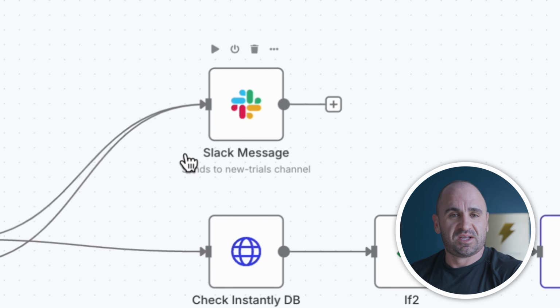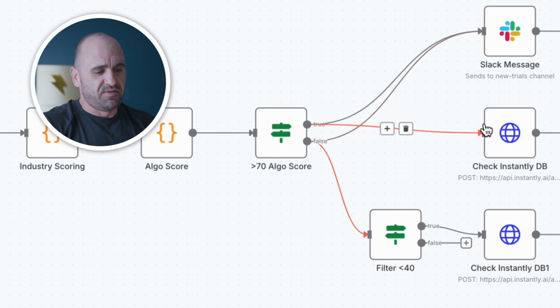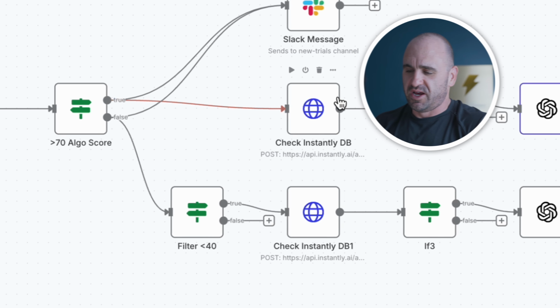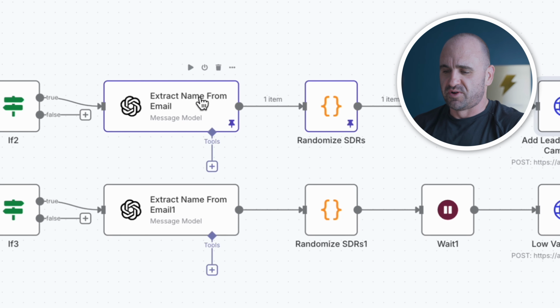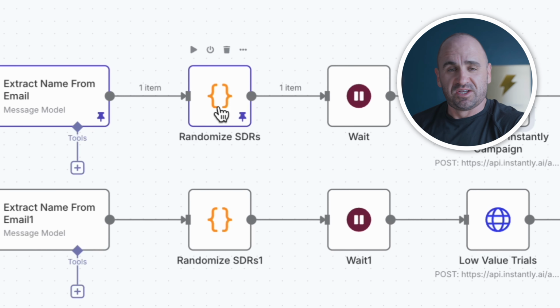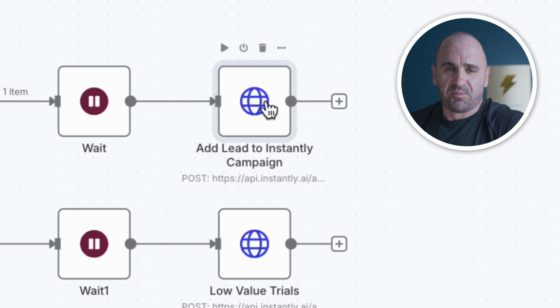We're going to immediately send that to a Slack channel saying, hey, you need to pay attention to this person. You think you should give them a call. And then if it's below a 70, we're essentially going to check the Instantly database to see if they're already in there. And then we're going to extract the name. We're going to randomize the SDRs that are on the team if you have more than one. And then we're going to drop them into an Instantly campaign to be like, hey, how's it going? And try to start a conversation to make sure that they're taken care of.